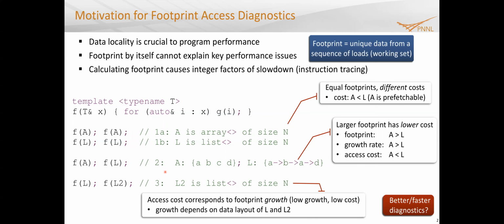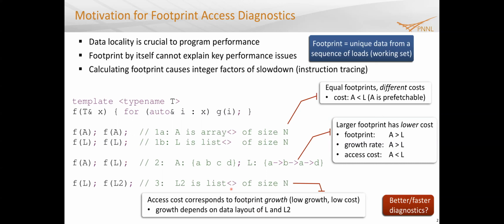In example 2, the footprint access patterns are needed to explain the performance. The footprint of A grows at the fastest possible rate, one element per load. In contrast, the footprint of L grows at a slower rate. There is a reuse for A. But the performance cost of L is far more significant due to the access pattern.